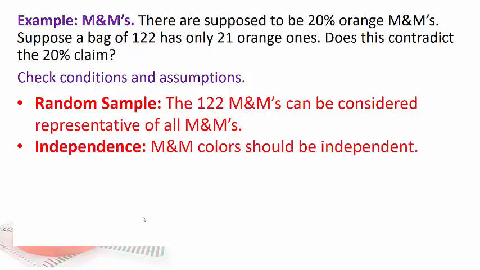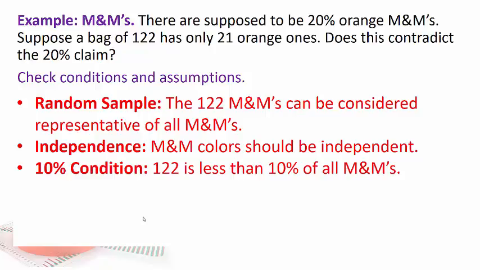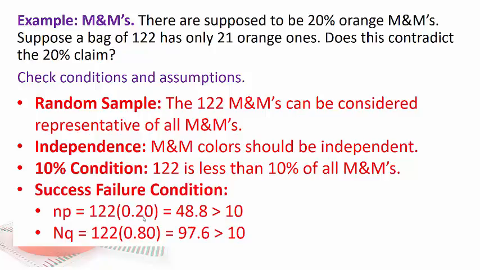Are the colors independent of each other? I hope so. So that's checking independence. 10% condition: yes, 122 is definitely less than 10% of all M&Ms. Now I could say, well, M&Ms are produced at a factory. I'm pretty sure they produce more than 1,000 M&Ms in a batch or factory or whatever level I'm looking at. Finally, the success failure condition, when I do n times p and n times q, they're both easily more than 10. So my conditions and assumptions, we're going to assume we're good.